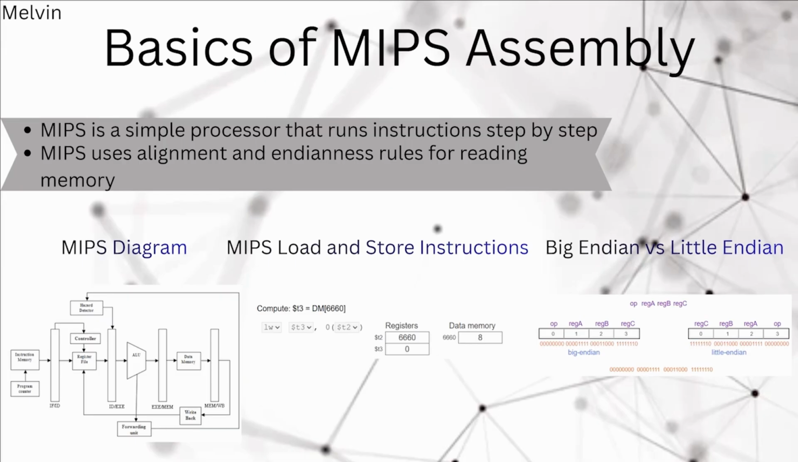The third image shows two different ways computers store multi-byte values in memory. Big endian stores the most important byte first, and little endian stores the least important byte first.